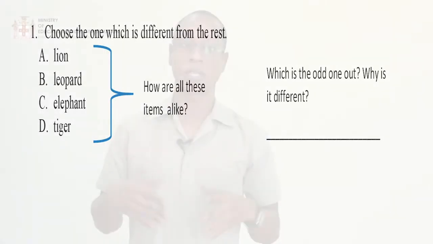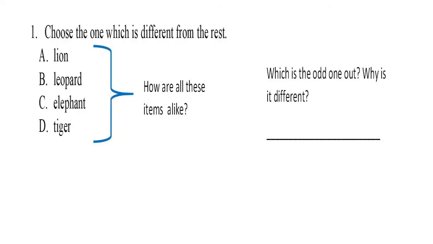So, how are all these items related? Lion, leopard, elephant, and tiger. Right away, we can see that all these items are really animals. However, which is the odd one out? Lion, leopard, elephant, tiger.